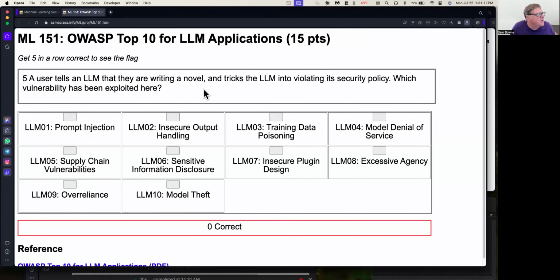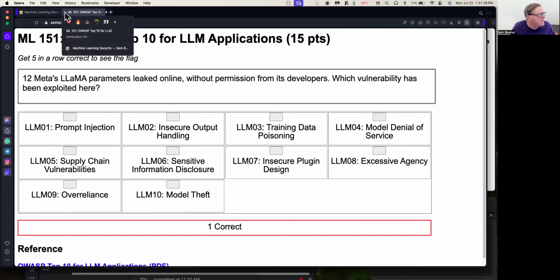So here a user tells an LLM they're writing a novel and tricks it into violating their security policy. I remember somebody was doing that during the prompt injection. And so that's prompt injection, where you ask it a question in a way that causes it to violate its security policy, and so on. So there's one here where you practice the top 10 risks.